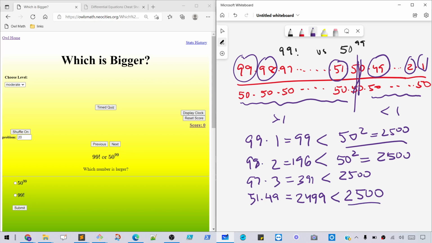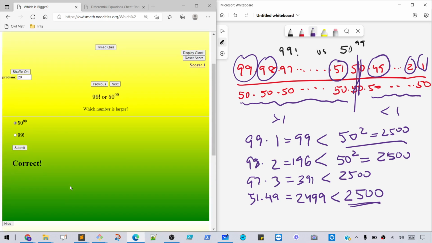We're actually equal at the one value in the middle, but we already crossed that out, so we're not concerned with that. At no point does a pair of these terms on top ever equal 2,500. So 50 to the 99 is going to be larger. It's actually much larger. Even though it seems close at first, for every single pair the 2,500 is larger. So it's clearly 50 to the 99, and that's correct.